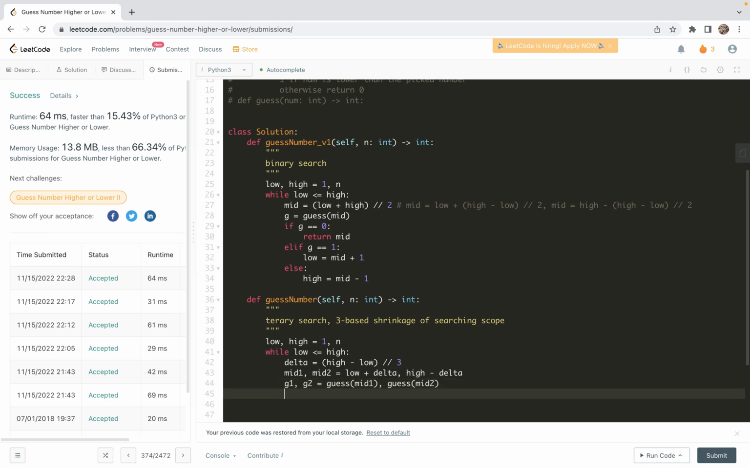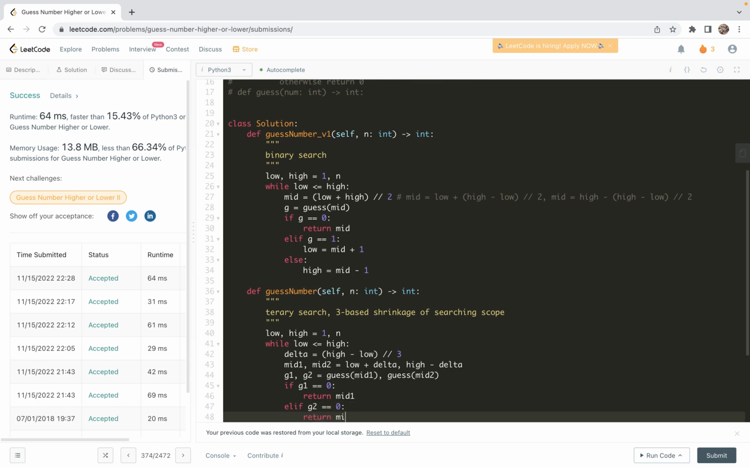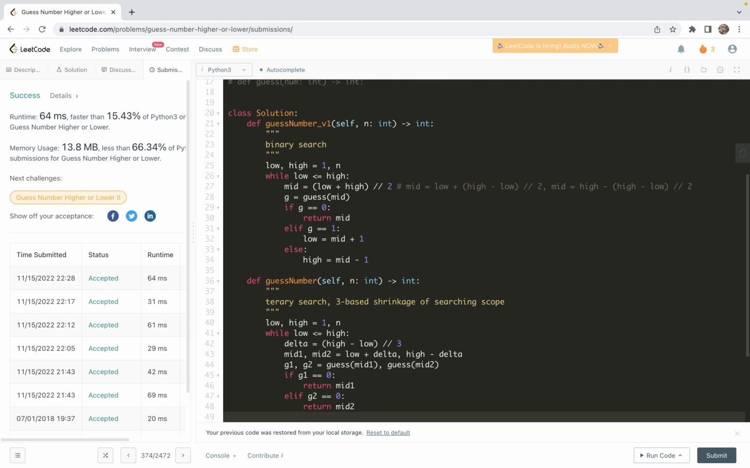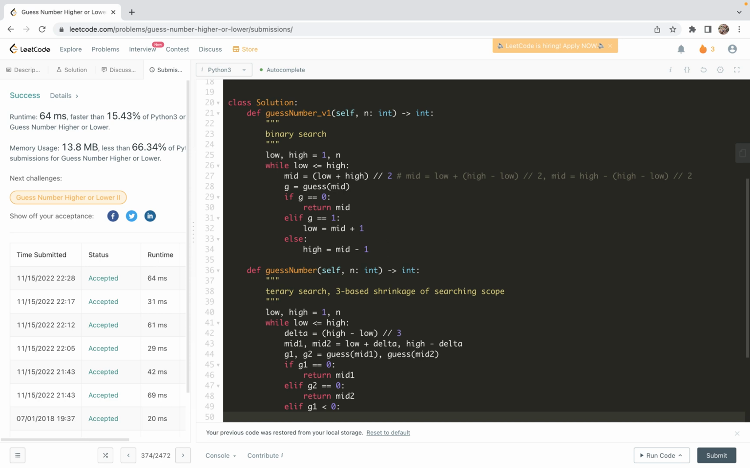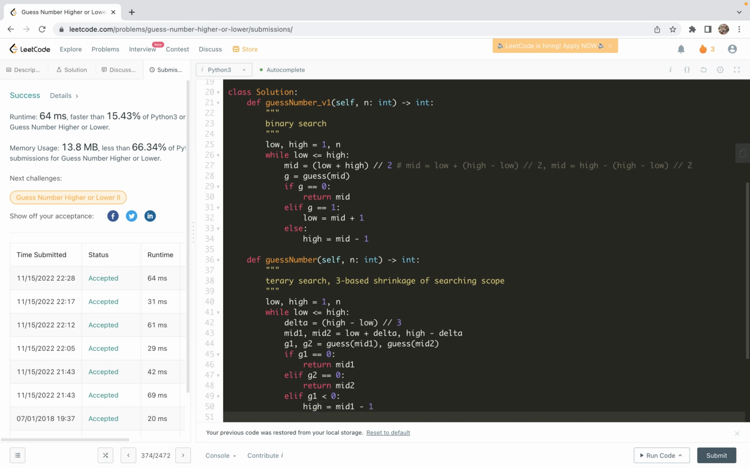So then actually we can first check if G1 equals 0. So if this is the case, we just need to return mid 1. Otherwise, if G2 equals 0, we just return mid 2. In the other case, both G1 and G2 are non-zero. So if G1 is less than 0, in other words it's negative 1, the number we guessed is too large. So we can actually do this: high equals mid 1 minus 1, right?